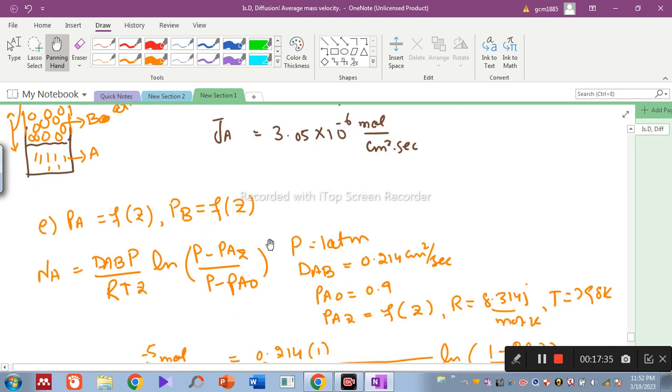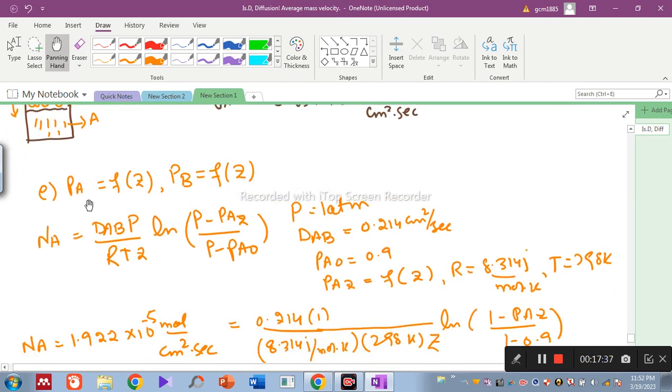Now come to part E. What will be the partial pressure of ammonia in the diffusion path, and what will be the partial pressure of air in the diffusion path? Z is the diffusion path.